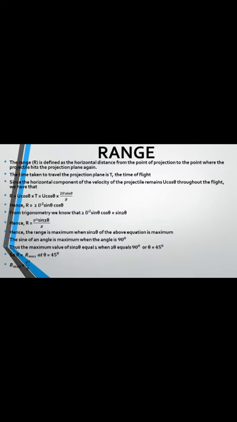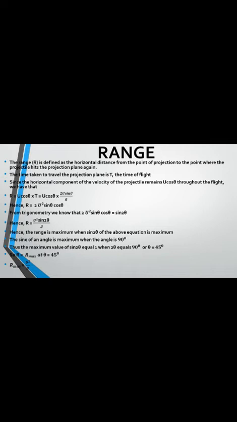Now, we know that speed is equal to distance over time, and this distance in this case is the range. So if we make distance the subject of the formula, what we are going to get is that the distance, which is the range in this case, is equal to the speed times the time.